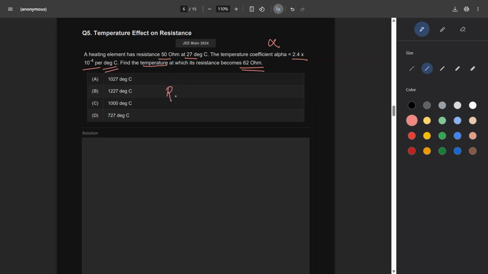Formula here is R dashed, the new one, as R times 1 plus alpha times delta T. So we have 62 equals 50 times 1 plus. We have been given the alpha, so we have delta T. We don't know it.